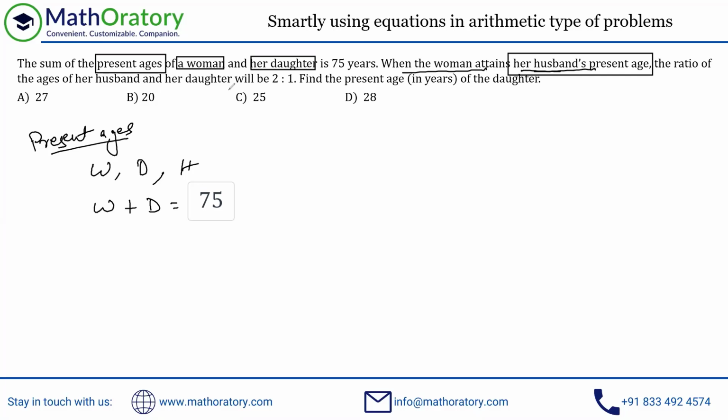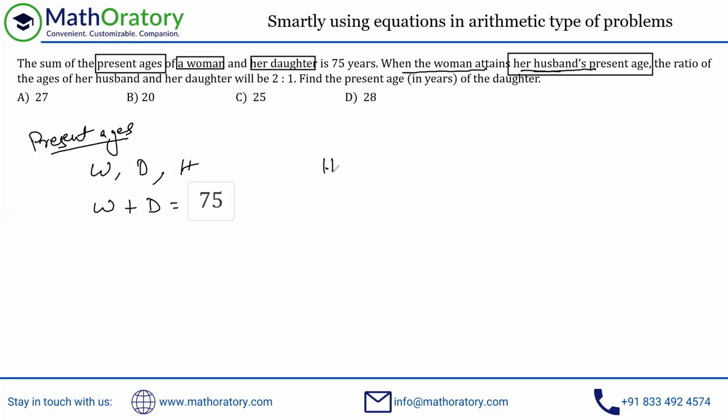It is implicitly meant in the statement. So what I mean by that is the woman is younger than the husband. Now, this is not an assumption that I'm taking, because this question says when the woman attains her husband's present age. So that is something some time in the future, right? Even if you don't understand straight away, just keep on reading. The ratio of the ages of her husband and daughter will be. So again, it's a future thing.